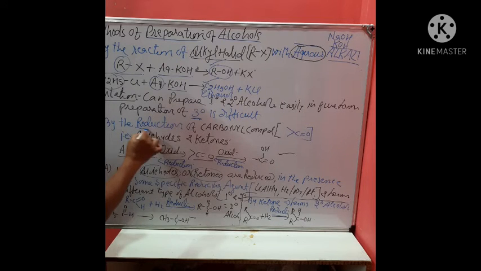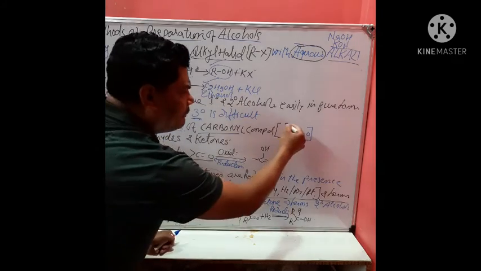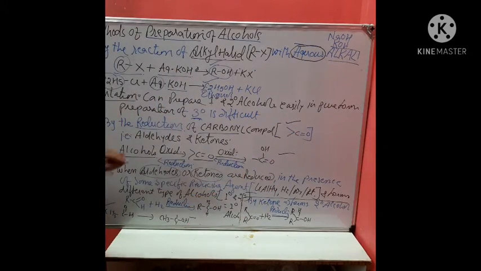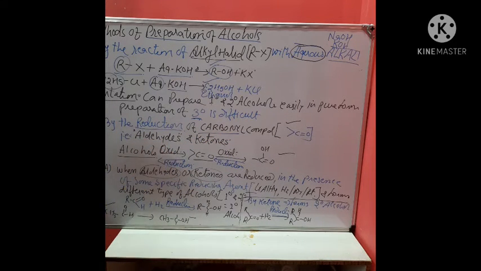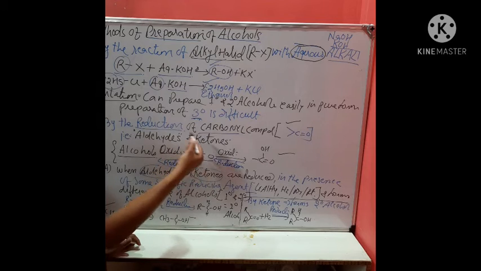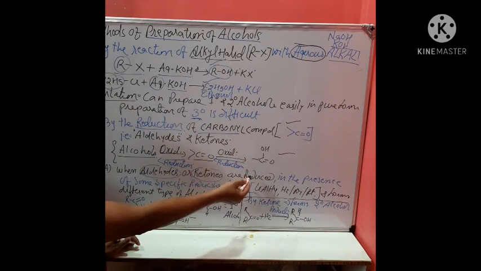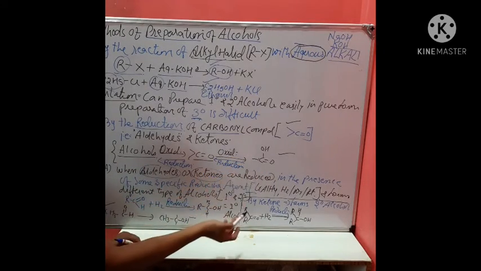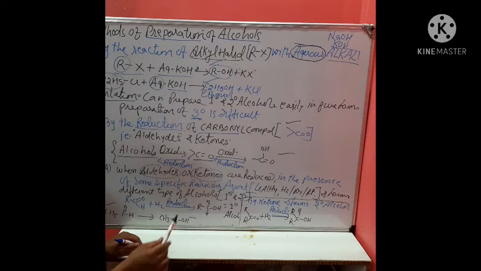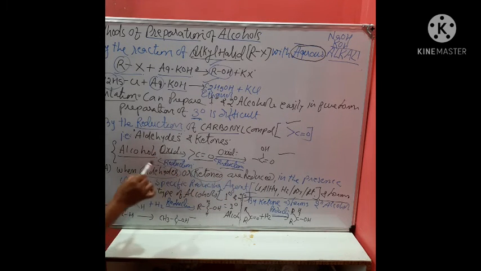Next one is by the reduction of carbonyl compounds. The carbonyl compounds are represented by the functional group C double bond O, which includes two compounds, aldehydes and ketones. We learned in 11th class that alcohols on oxidation give carbonyl compounds, which on further oxidation give carboxylic acid. So in the reverse reaction, carboxylic acid with a specific reducing agent reduces to a carbonyl compound, and the carbonyl compound on further reduction gives alcohol.